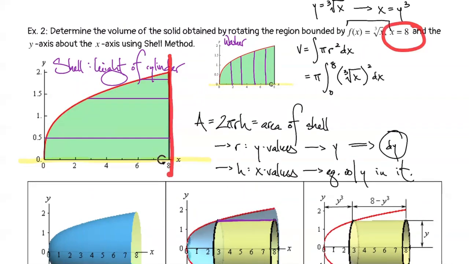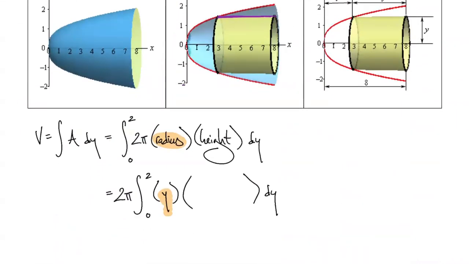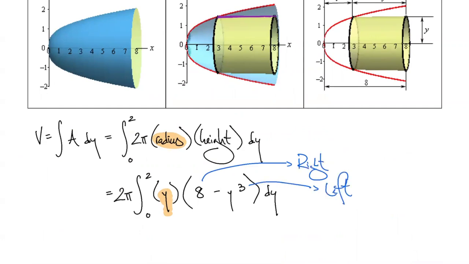So we're not going to say that the height is y cubed, but we're going to say that the height is 8, which is the right one, minus y cubed, which is the left one. Okay, so right minus left still comes into play. We're going to have 8 minus y cubed, and we'll annotate a little bit here. 8 is the right function, and y cubed is the left. Okay.